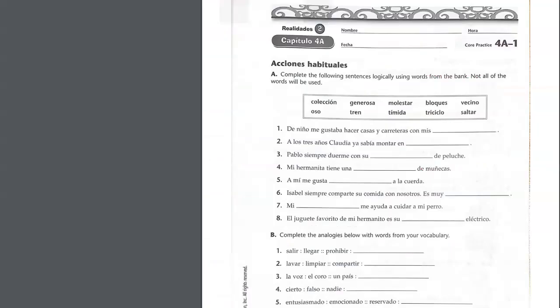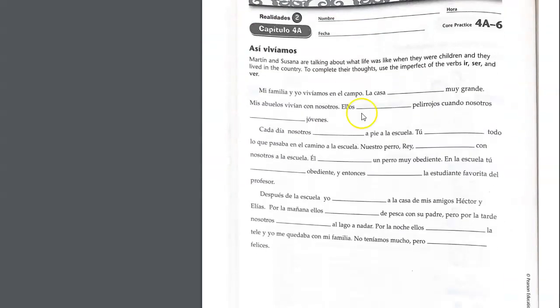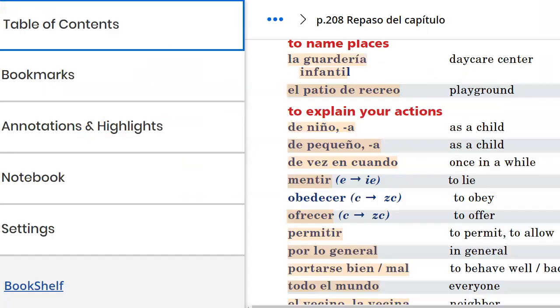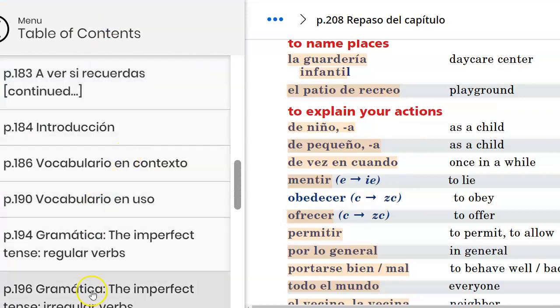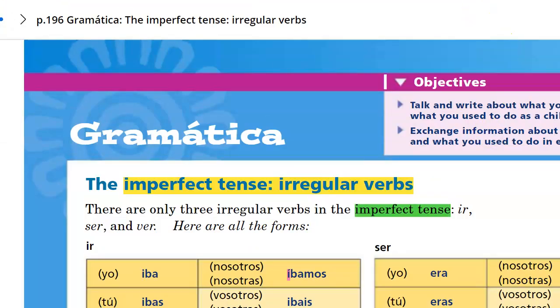Let's go to the next page, page 78. You're using the verbs ir, ser, or ver to talk about what life was like when Susana and Martin were children. And they used to live in the country. We're using the verb to go, ir, to be, ser, and ver, which is the verb to watch. You have those irregular conjugations again on page 196.